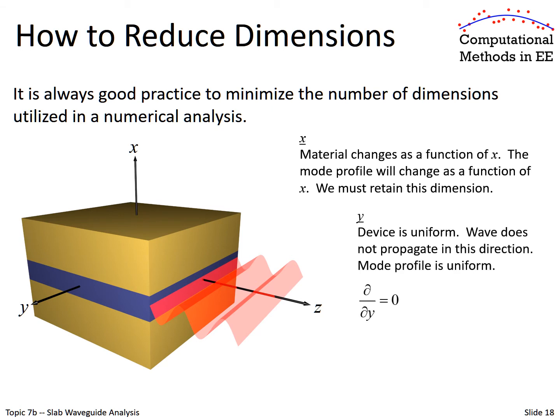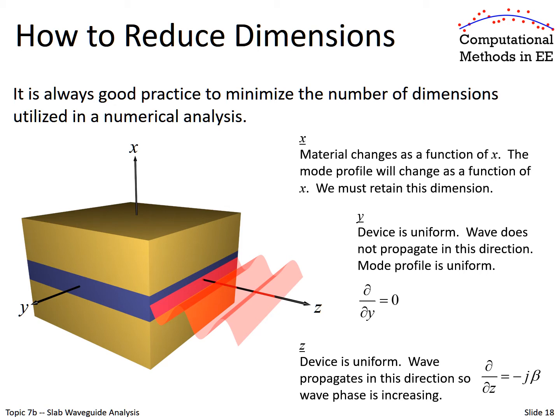Y. In the y direction, the slab waveguide itself is perfectly uniform. Nothing changes in the y direction. As long as we let the mode propagate only in the z direction, there's nothing about the modes that changes in the y direction. So if nothing is changing in the y direction, then any derivative in the y direction just has to be zero. And so this simplifies the math. We look for y derivatives in that set of six equations that we had, and we just cross them off. And we'll get to that.